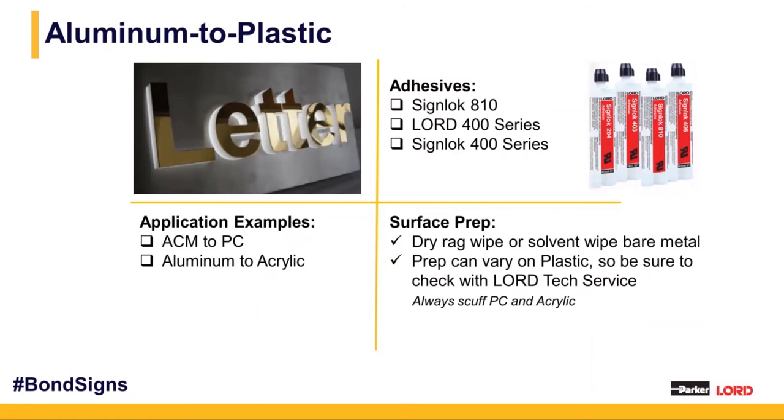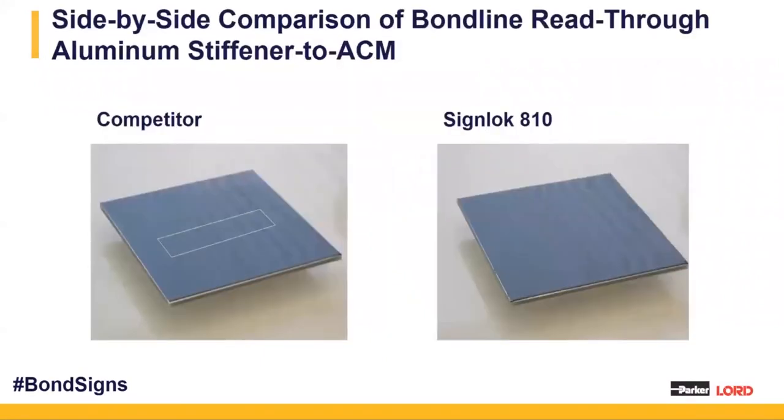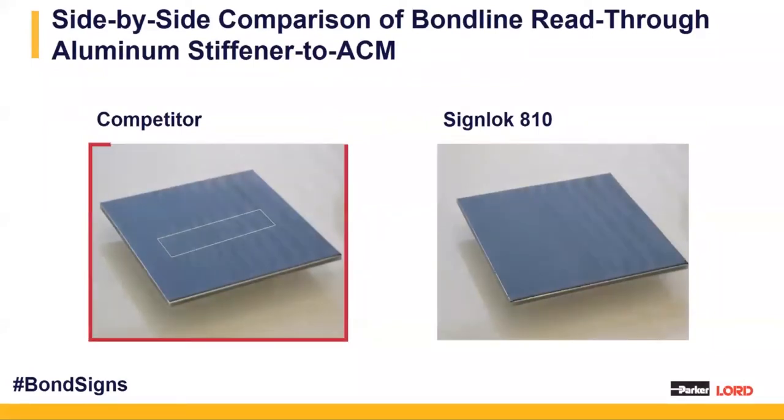As I mentioned, you'll want to strongly consider the Silock 810 if you're bonding ACM or other thin gauge metal, and here's why. Silock 810 was specifically developed to eliminate or reduce bondline read-through in thin gauge substrates. And this is, again, the visual of what that looks like. On the left, we've got a panel that has been bonded by a competitive acrylic versus an ACM panel that's been bonded with the Silock 810.